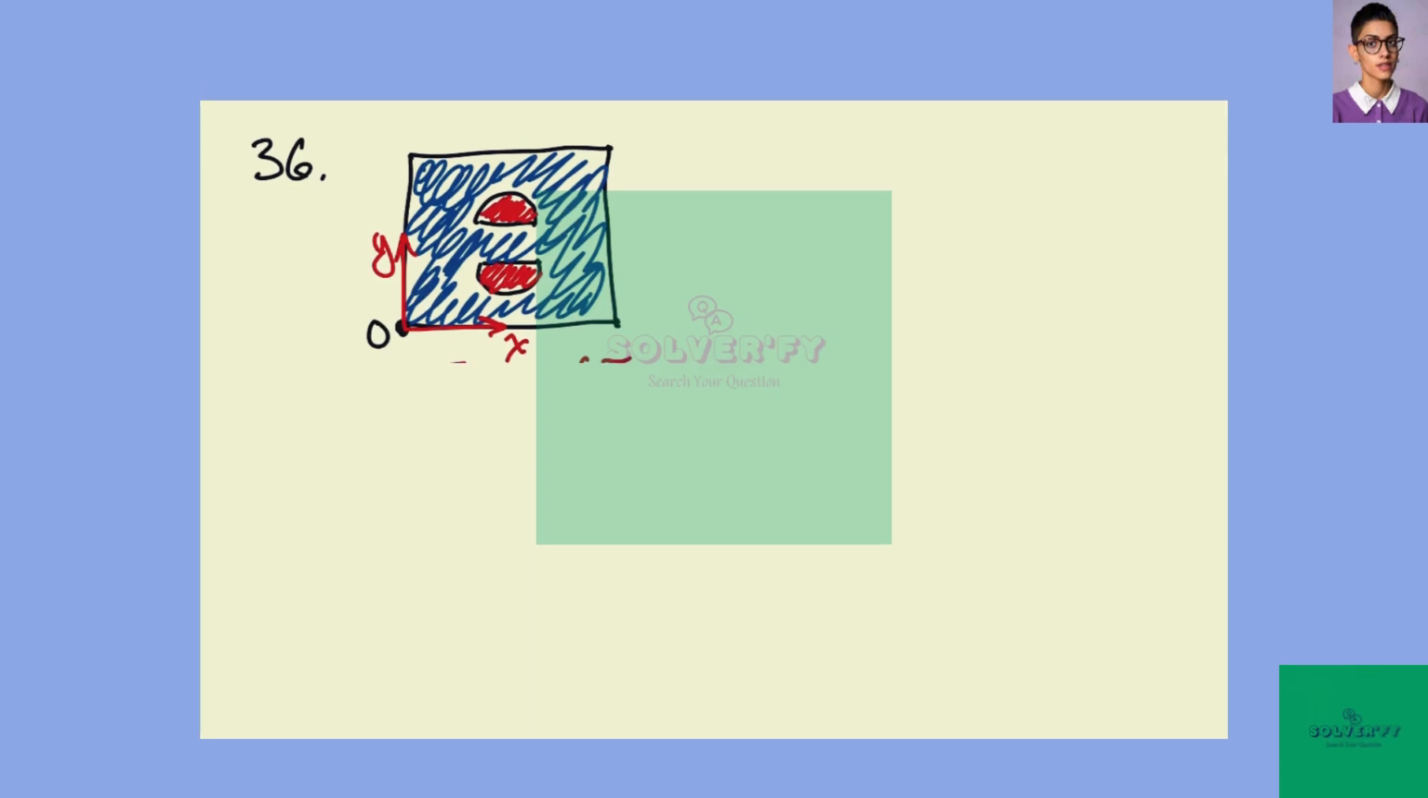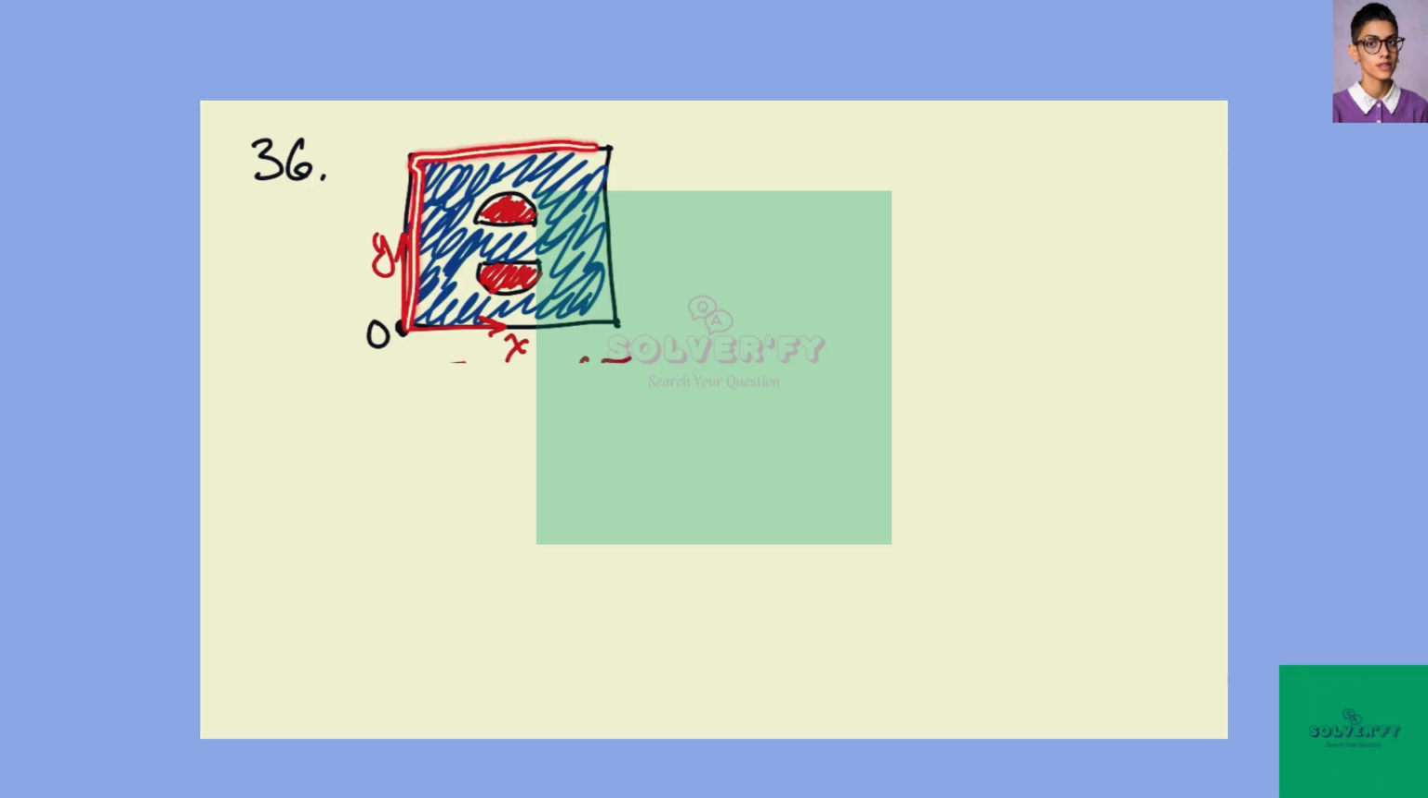In this problem, we're asked to determine the polar area moment of the shaded region that is a square with some half circular holes cut in it. And we want to find the polar area moment about the x and y axes, which have an origin down here.